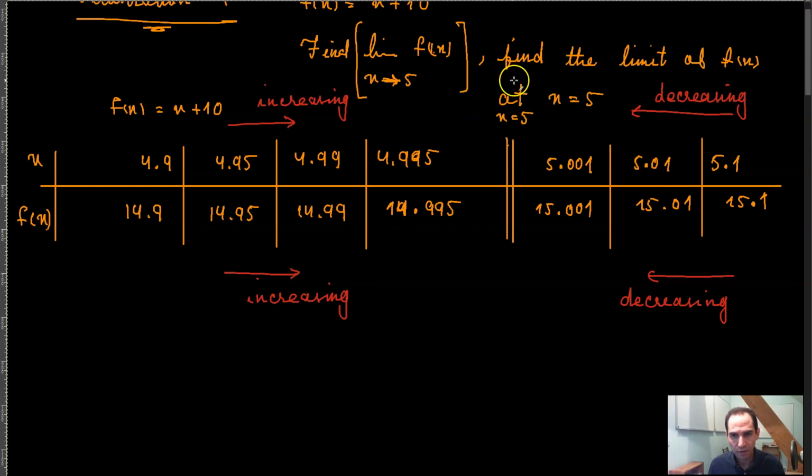On the right hand side of x is equal to 5, as I'm moving towards x is equal to 5, meaning that on the number line, if this is x is equal to 5, as I'm moving towards 0 basically, meaning that I'm moving towards the negative direction of the number line, as I'm decreasing x, y is decreasing. That means that, again, the function has a positive slope, right?